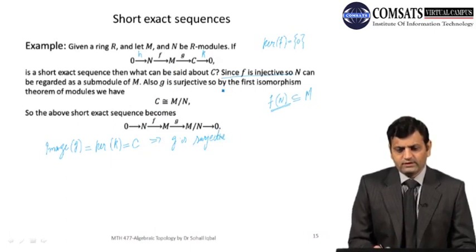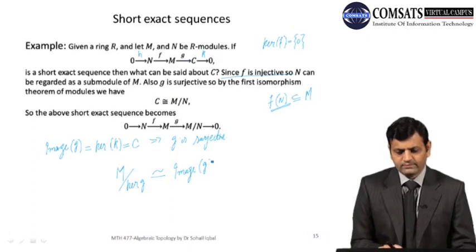Okay. So now, by the first isomorphism theorem of modules, we have C must be isomorphic to M quotient N. According to the first isomorphism theorem, M quotient kernel of g is isomorphic to the image of g. Now, the kernel of g is basically isomorphic to f of N. So the kernel of g is f of N, but f of N is isomorphic to N. So we can say that this is N.